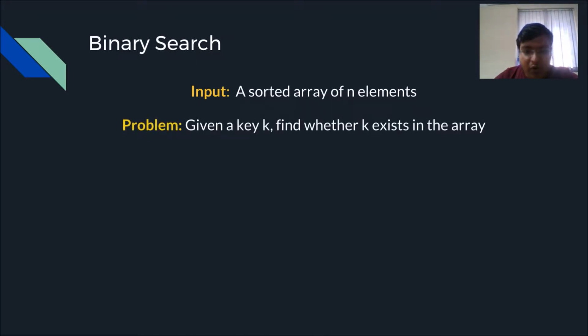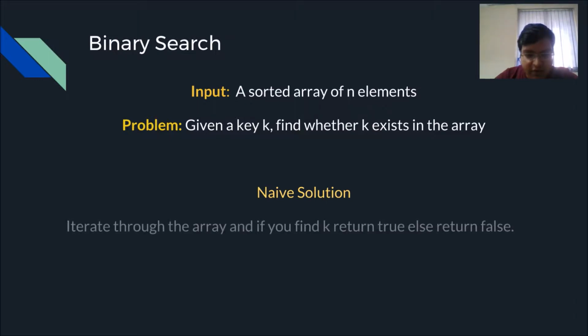Now the given problem is that you are given a key k and you need to find whether that key k exists in the array or not. So what can we think of as the naive solution? The naive solution would be to go check whether k exists in the array by iterating through the complete array. We iterate through the array and check whether k exists. If we find k, we return true, otherwise we return false.